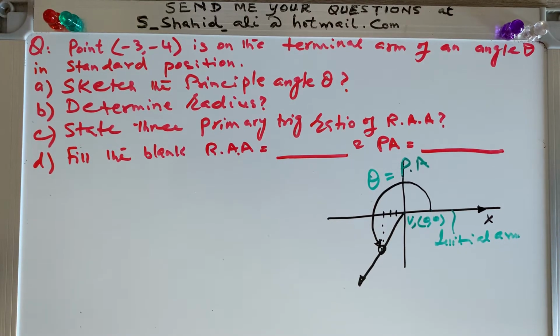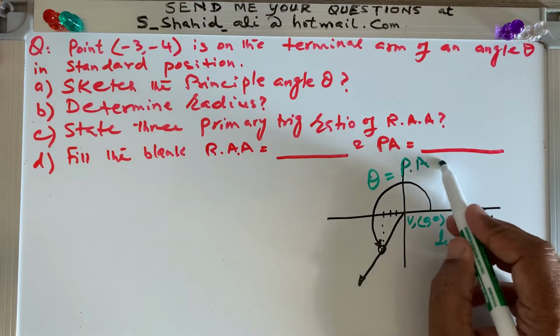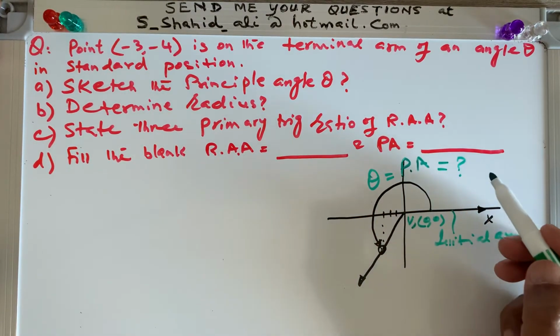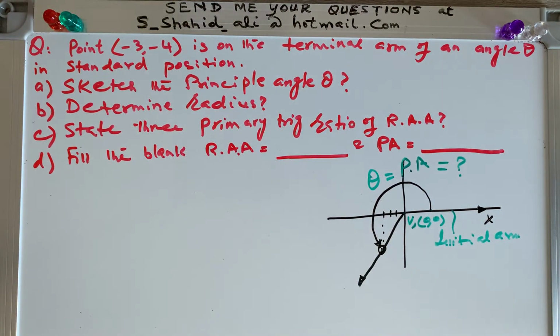So this is in standard position. So everything was given in the question. Point is given, terminal arm is given, standard position is given, and principal angle is required. What is this principal angle? Correct? Now we are moving slowly so that you can recap and understand everything we have done so far. So what is the first part? Sketch the principal angle. So I already sketched it for you.